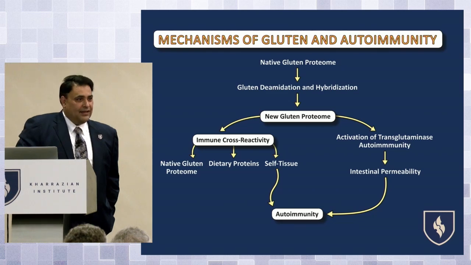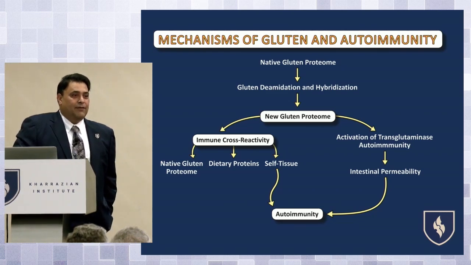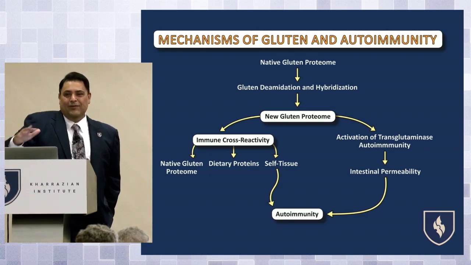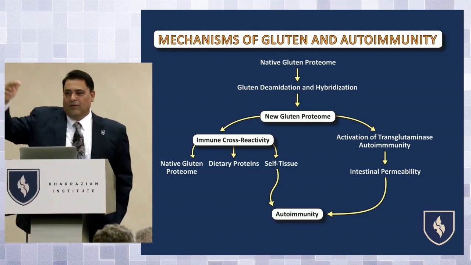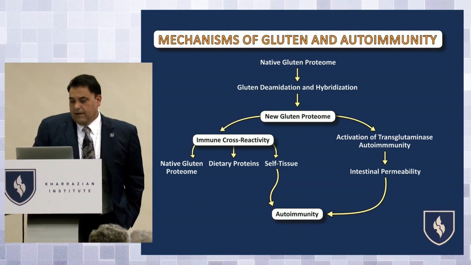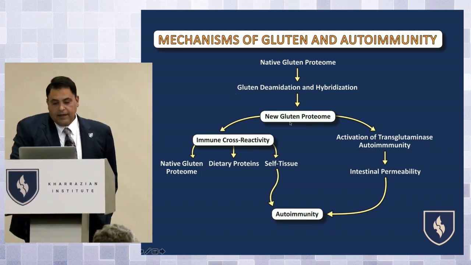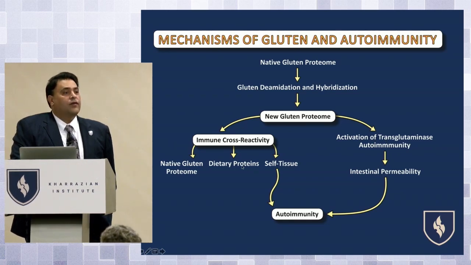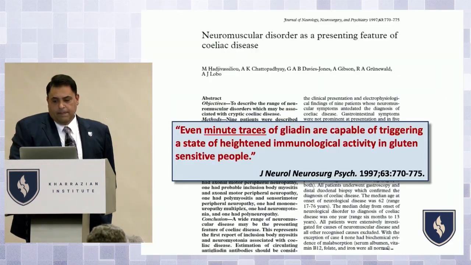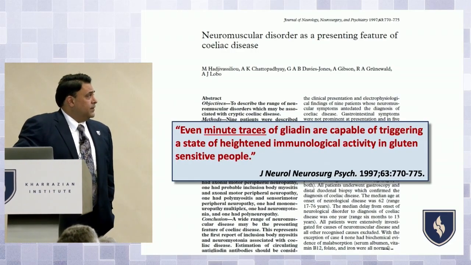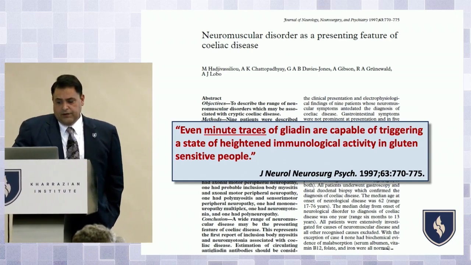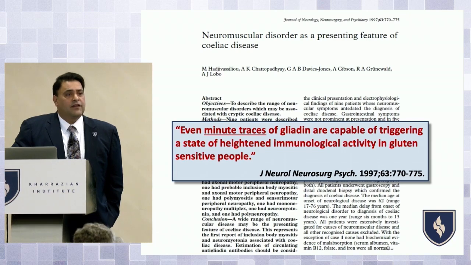People that have celiac can't eat gluten in Europe, they can't eat gluten here, it doesn't matter. If you have actual celiac, it doesn't matter if you go to the middle of France and get a baguette from 500-year-old grain. It's going to cause a reaction. But gluten sensitivity people can tolerate older grains without as much reaction. And what they found is that these new gluten proteomes activate transglutaminase, cause intestinal permeability, but also cross-react with tissues throughout the body. And this is where you can get a lot of autoimmune responses. Research shows even minute traces of gliadin are capable of triggering a state of heightened immune response in gluten-sensitive people, HLA-DQ2 and 8. You just need a bite.